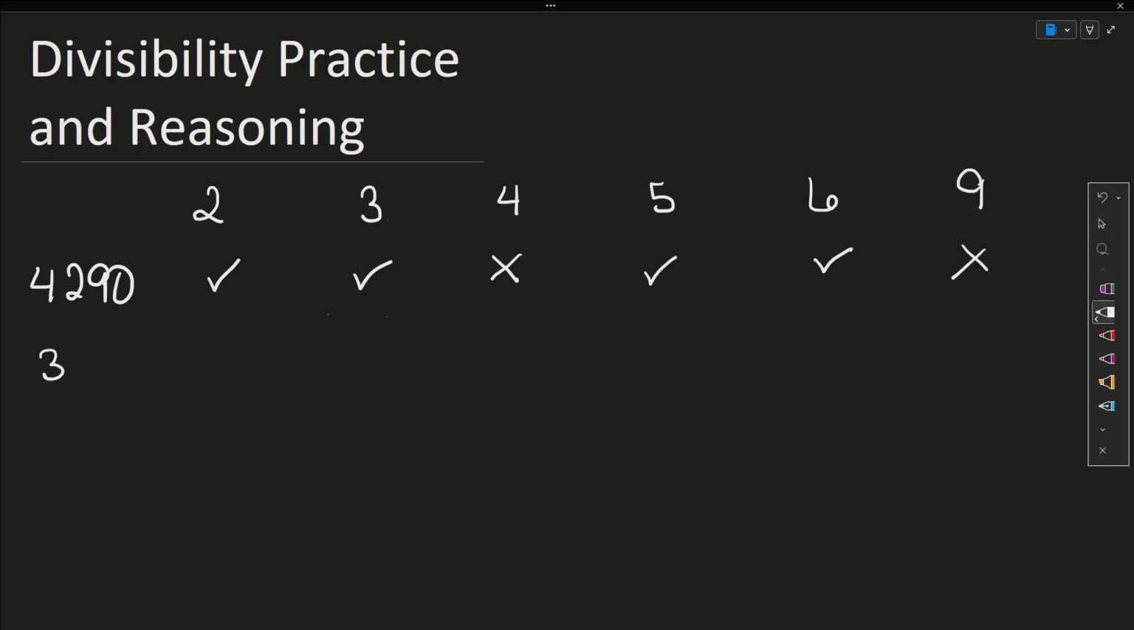Let's look at 3,424. Divisible by 2? Yes, it ends in a 4. What about 3? 3 plus 4 plus 2 plus 4 is 13. 13 is not divisible by 3, so it's not divisible by 3 at all. What about 4? The last two digits are 24, and 24 is divisible by 4.